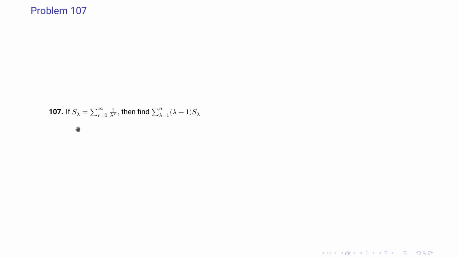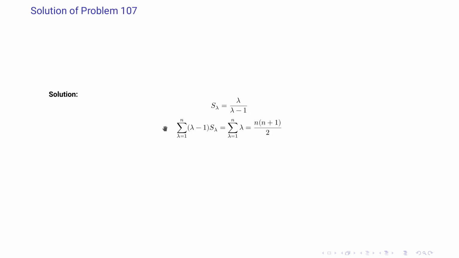Problem number 107 says that if the sum of lambda is equal to 1 by lambda to the power r, where r varies from 0 to infinity, then find the sum of lambda minus 1 multiplied with the sum of lambda, where lambda varies from 1 to n.